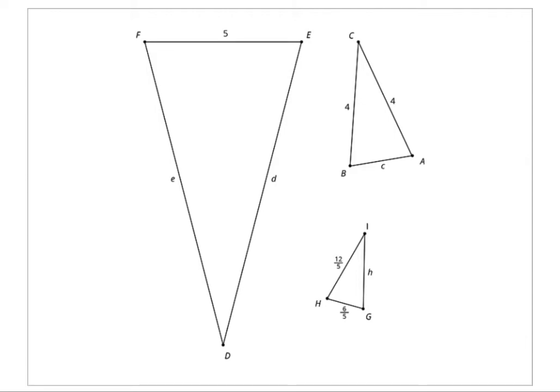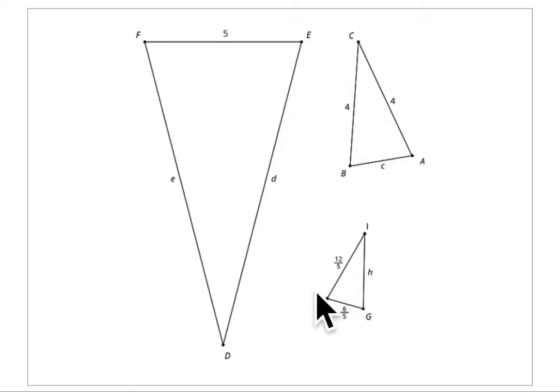This is activity 3 from lesson 9, using side quotients to find side lengths of similar triangles. So these three triangles are all similar. What that means is that the ratio of two sides within a triangle is equal to the ratio of those corresponding sides in the other two triangles.